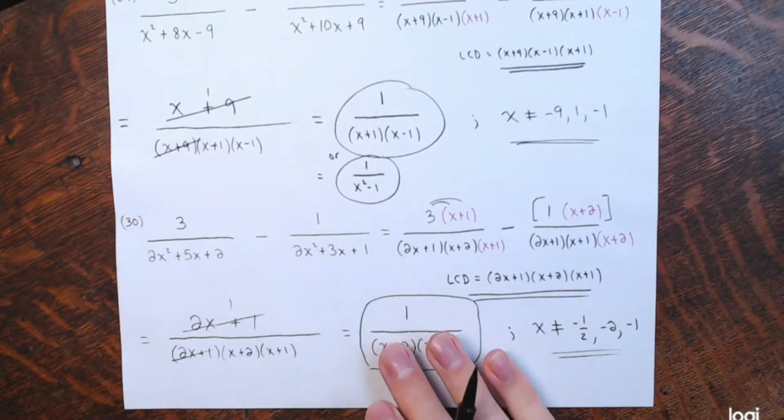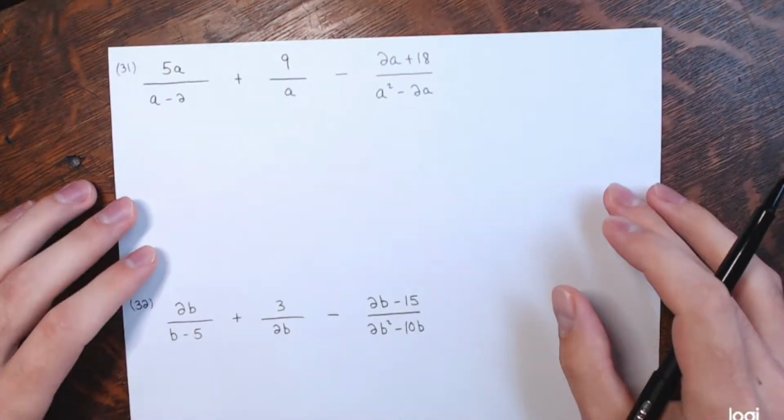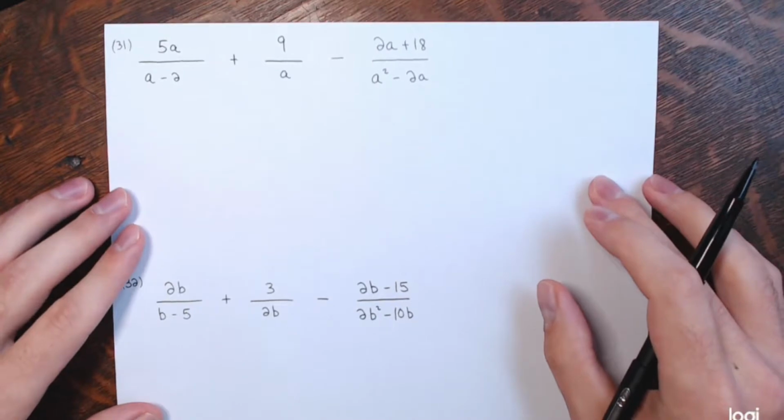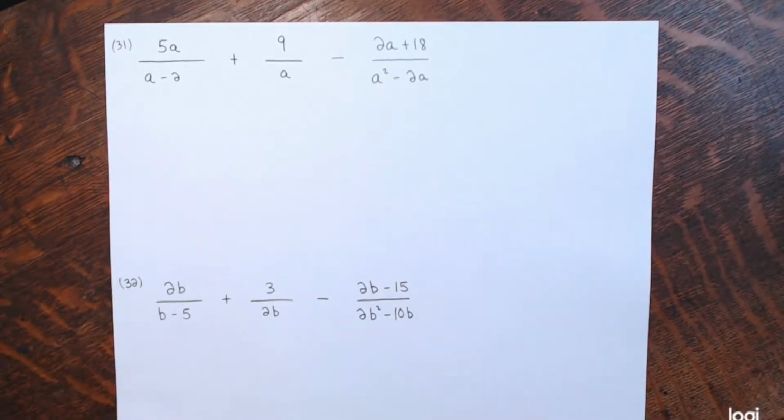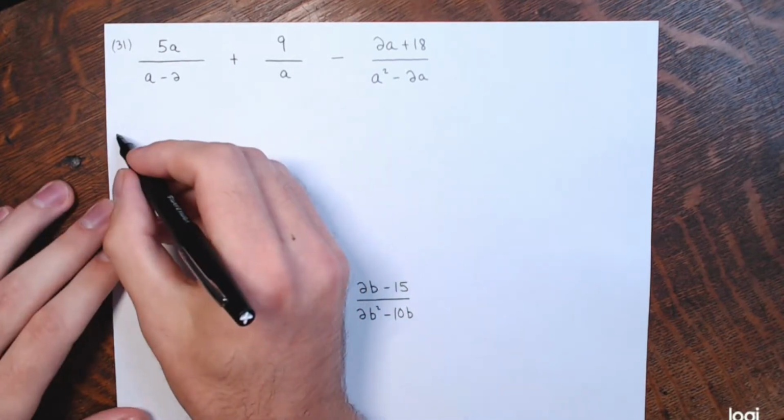All right. So far in examples 1 through 30, we've been given two fractions to add or subtract. In the final 6 examples, we are given 3 fractions. Nothing changes. Nothing changes at all. It's just now you have another numerator to combine. So you do the same stuff. You get a common denominator.